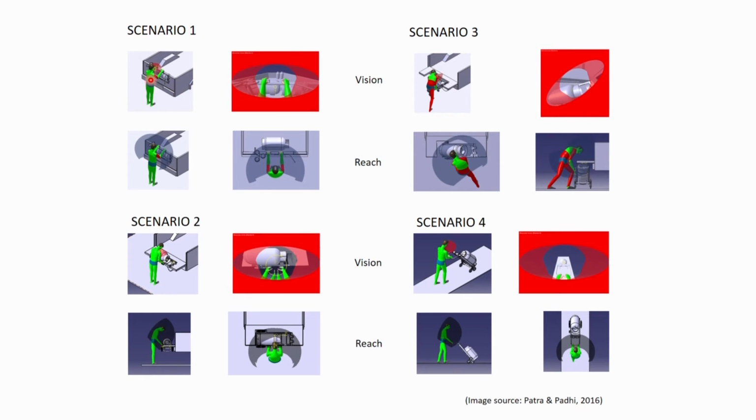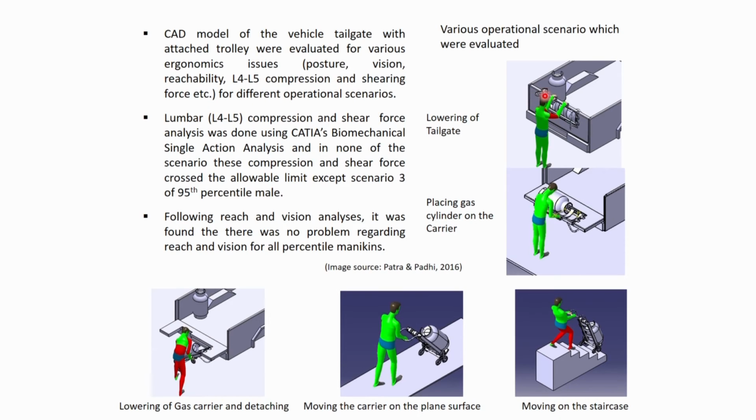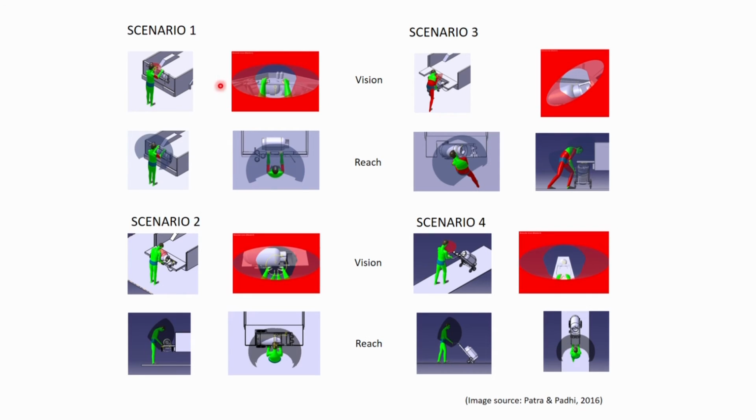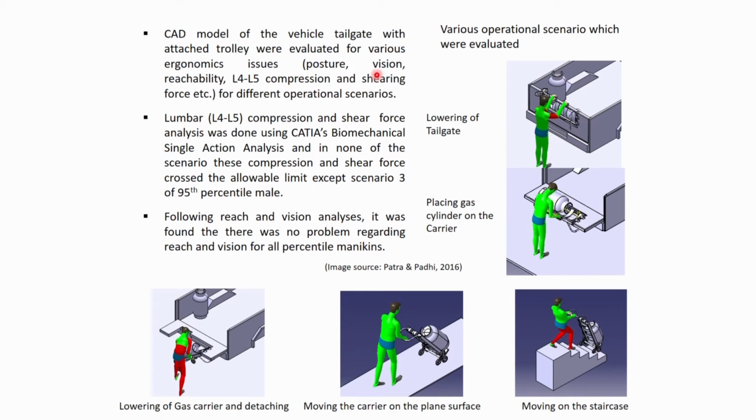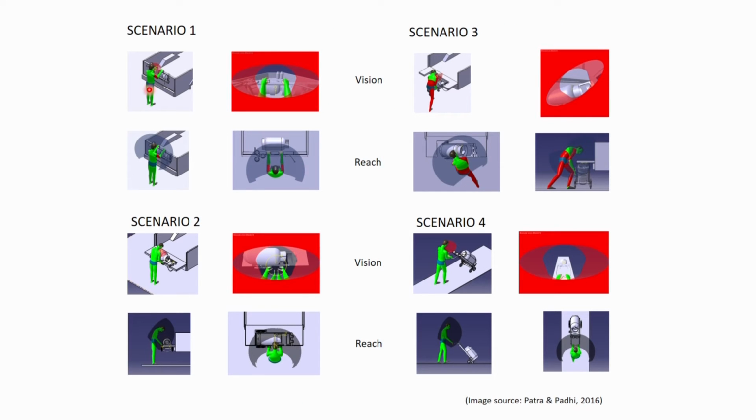For each scenario, vision analysis, scenario 1 as we have discussed earlier, lowering the tailgate. In that scenario, reach and vision, although not shown here. Then spinal compression, then posture. From the posture you can see all the body parts except the hand are in green color. All the body joint angles except this shoulder one are within the comfort range. But in the case of scenario 2, it is also comfortably done. Vision is also sufficient and reach is also fine; the cylinder and the carrier can be reached easily.